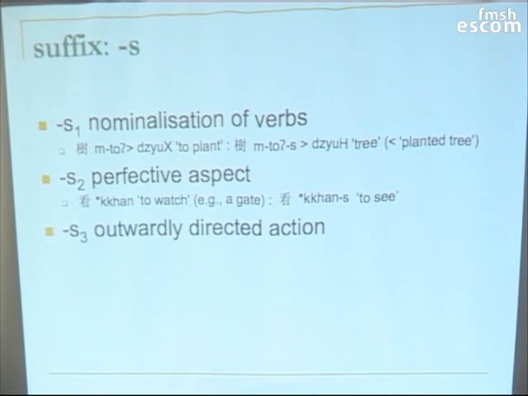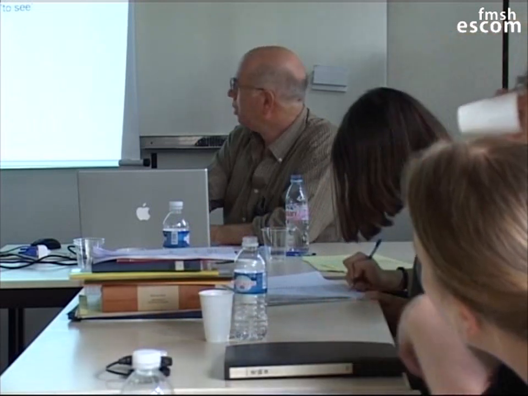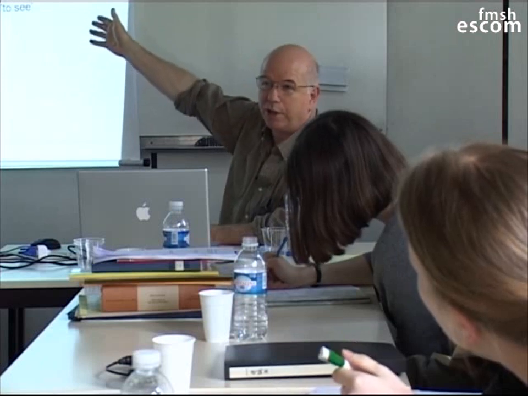And yet another function of S is what I call outwardly directed action. Perhaps better labels are available. An example is du, receive, versus dus, transmit. And there are a lot of well-known examples. For instance, mai, to buy, and mai, to sell. Okay. And there is a lot of residue, a lot of examples of the S suffix, that is of Qusheng words, which do not fall into any of these three categories.